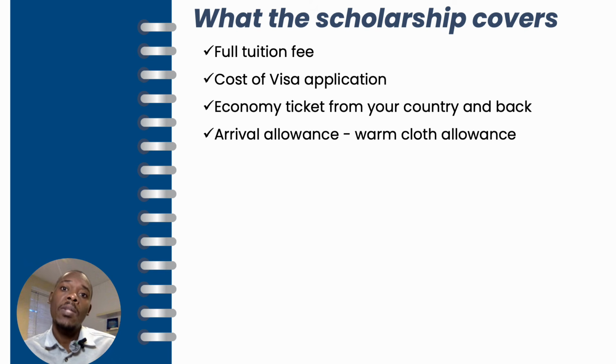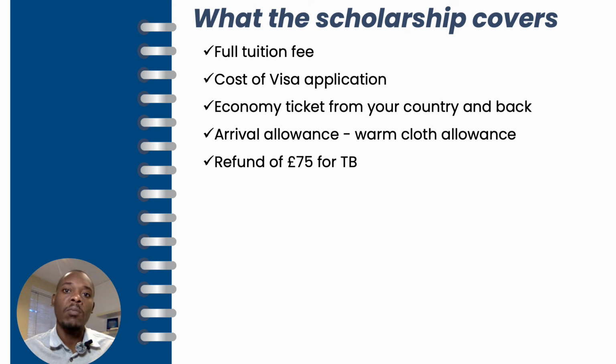Your arrival allowance will be paid. Once you get awarded, you are going to be given an arrival allowance to help you buy some warm clothes in the UK and also settle down before you start your study. So it is called a warm clothing allowance. For those countries that require TB tests for you to apply for a visa, you'll be given a refund of the TB test cost, usually around £75, as a refund for your TB requirement for the visa to be successfully granted.